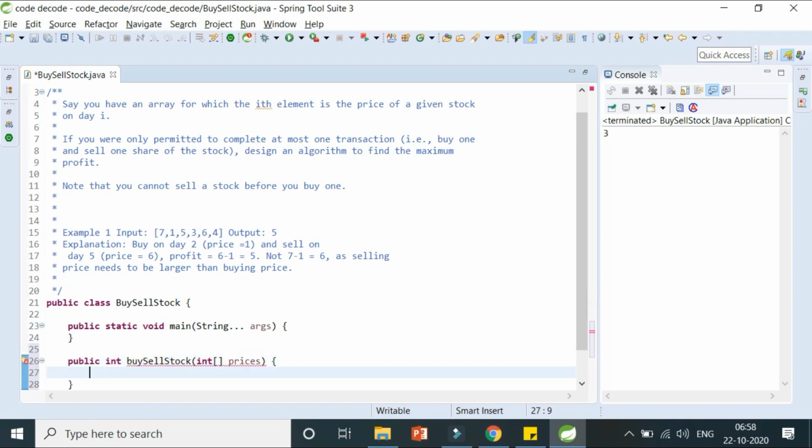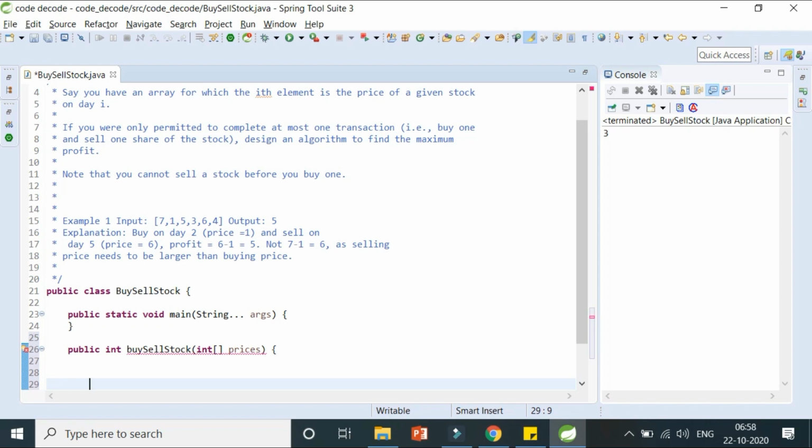There are two approaches to solve this problem. The first approach is using a for loop, and the second approach is using recursion. I'm covering only the for loop part here. If you want me to cover the recursion as well, please let me know in the comment section. Okay, so now we are writing the for loop: int i equal to 0, int i less than prices.length, i plus plus.